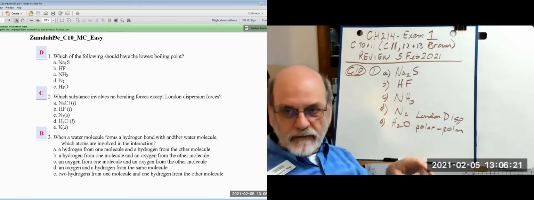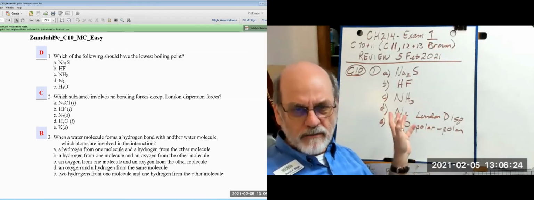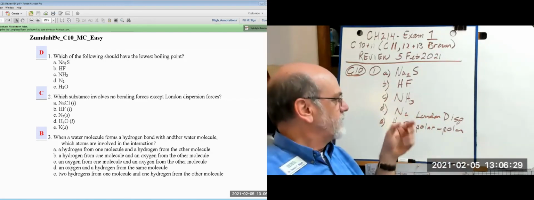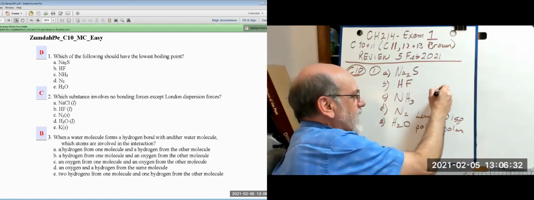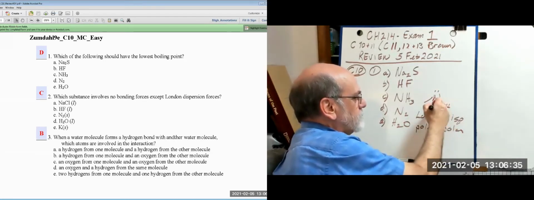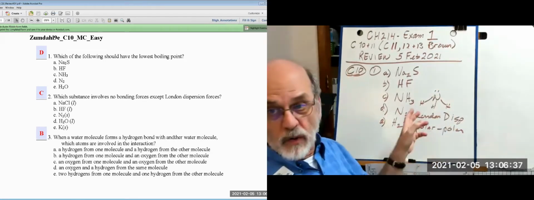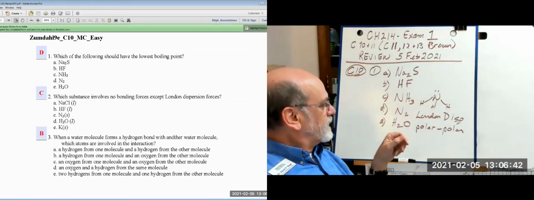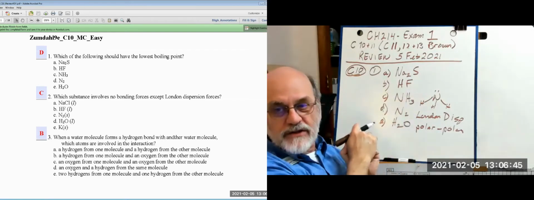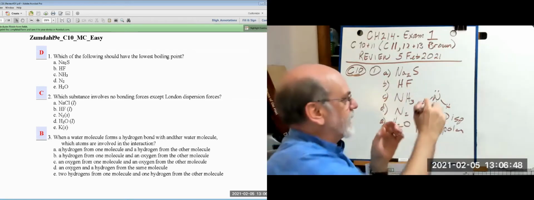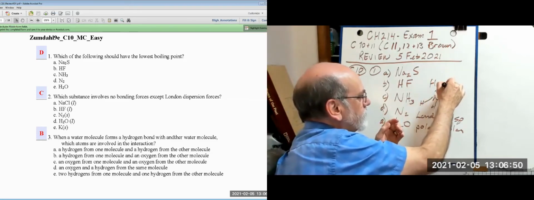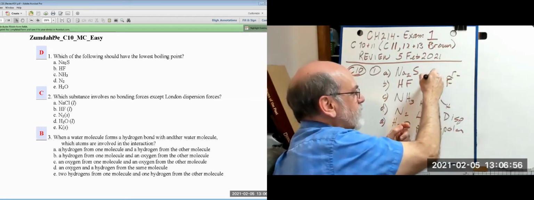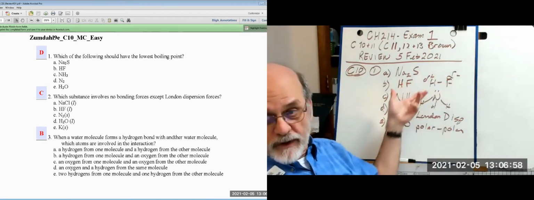How about ammonia? Maybe I drew that one for you, maybe I didn't. Oh, but this is second semester, so you should know already that ammonia is like that. So it's polar. It's not as polar as water, but it's polar. So how about HF? Well, HF is a molecule. It's a covalent compound. So it's going to be slightly negative here and slightly positive there. So that's a polar interaction.